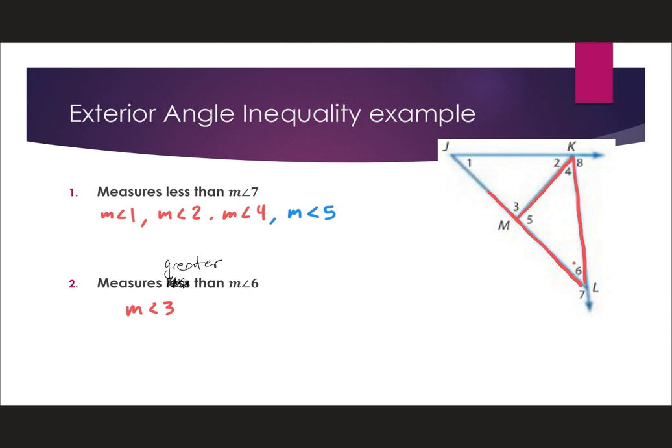Okay, but just like the previous problem, there are two triangles floating around here, and we also have the big triangle, that big blue triangle, in which case angle 8 is the exterior angle. And since the exterior angles are greater than the remote interior angles, we know the measure of angle 8 is greater than angle 6.